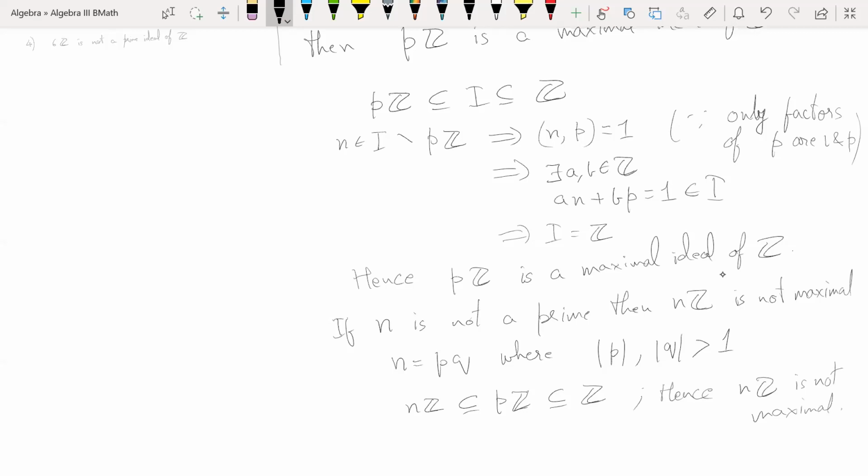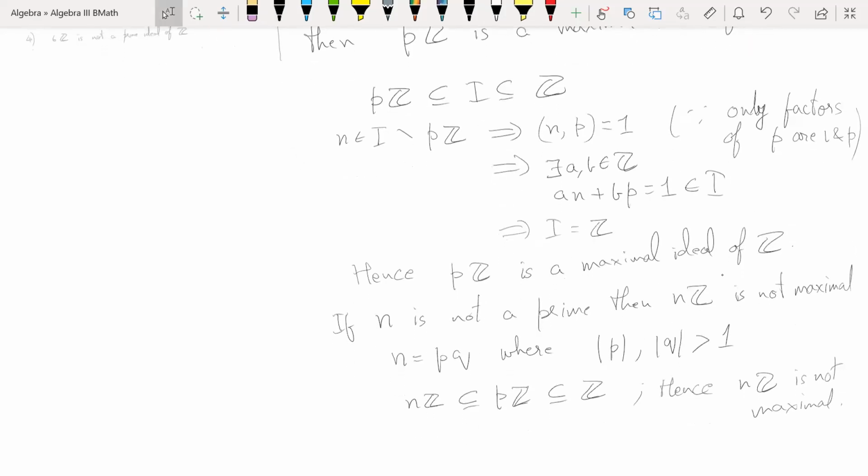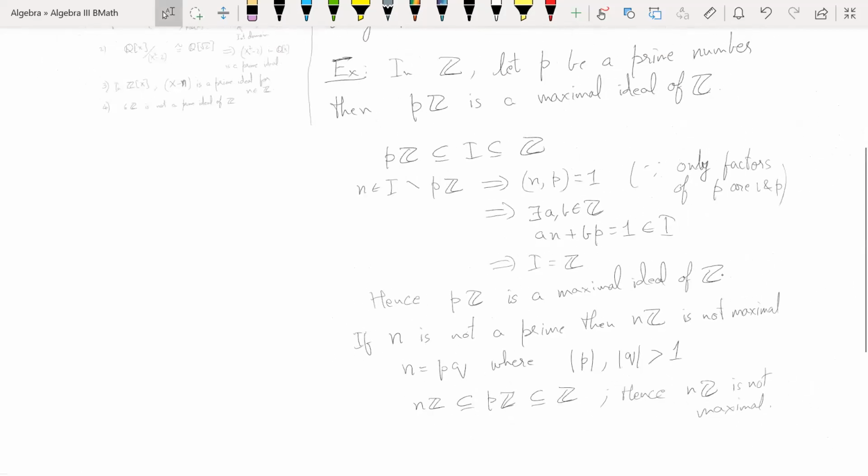So every maximal ideal of Z is a prime ideal, and every prime ideal other than 0 of Z is actually a maximal ideal. So every non-zero prime ideal of Z happens to be maximal. This is what this observation tells us.